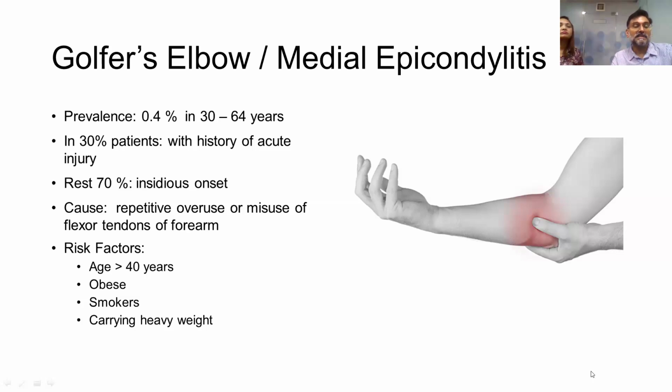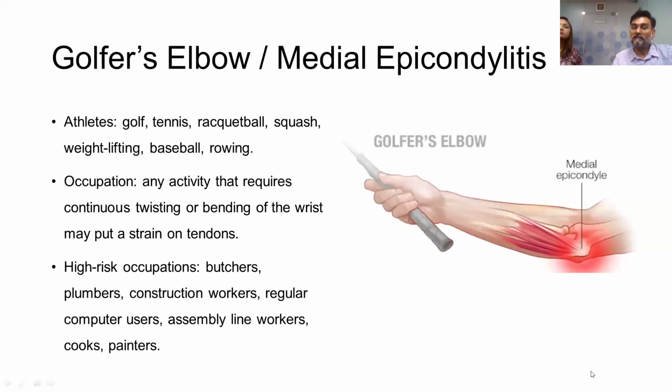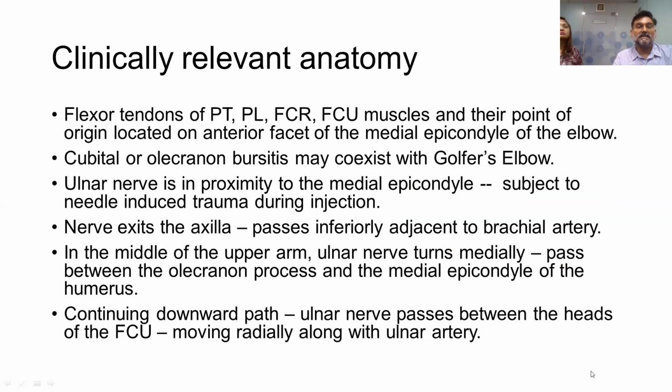Risk factors for this condition are age more than 40, obesity, smoking, and carrying heavy weight. Athletes who play a lot of golf, tennis, racquetball, squash, weightlifting, basketball, and rowing are particularly susceptible to this. Any activity that requires continuous twisting or bending of the wrist may put a strain on tendons. So, certain occupations like butchers, plumbers, construction workers, regular computer users, assembly line workers, cooks, and painters, again, could be susceptible to golfer's elbow.